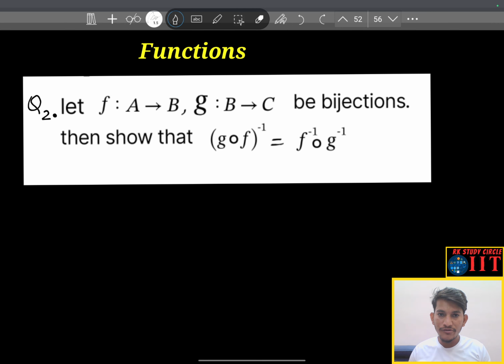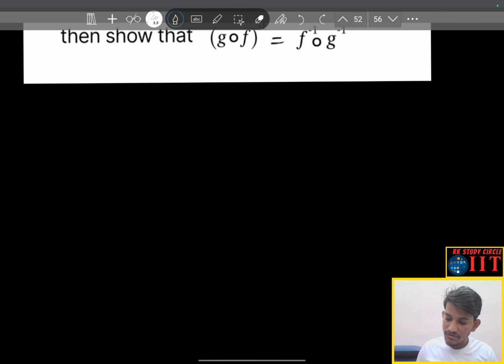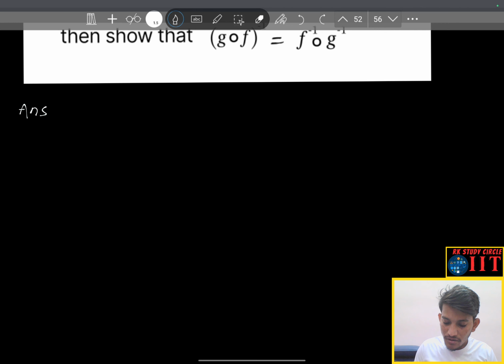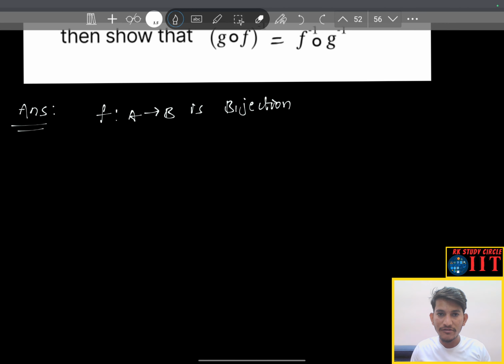So in order to solve this question, first of all, we have to define the functions f and g as bijective. So starting the answer with defining functions. Function f mapping from A to B is a bijection. In order to say a function is a bijection, the function must be one-one as well as onto.